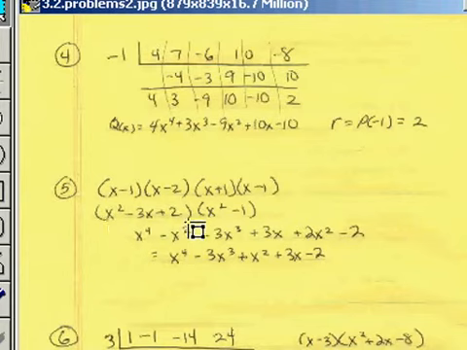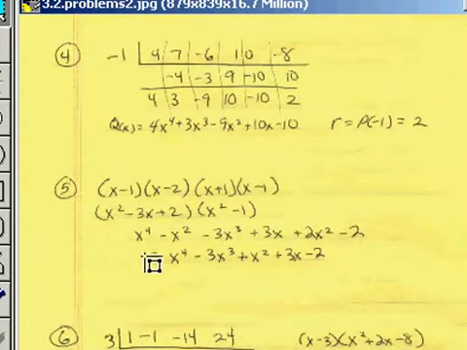I do x squared times both terms. X squared times x squared gives me x to the 4th. X squared times minus 1 gives me negative x squared. Then I move on to minus 3x times both terms. Minus 3x times x squared gives me minus 3x to the 3rd. Minus 3x times minus 1 gives me plus 3x. And then finally, 2 times x squared gives me 2x squared, and 2 times negative 1 gives me minus 2.